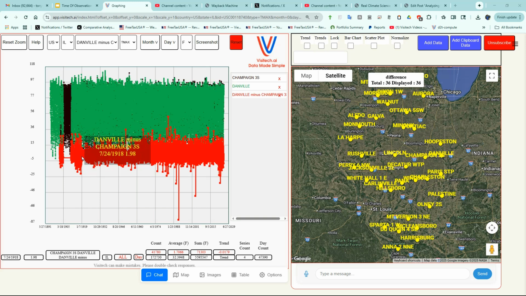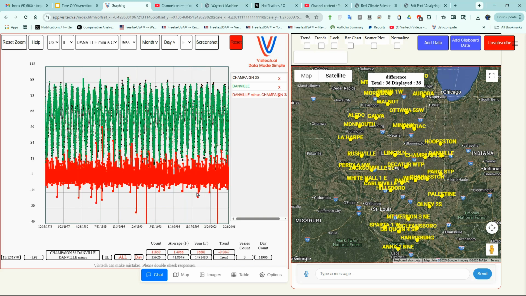You can see that between about 1919 and 1958, there was a much smaller difference in temperature between Champaign and Danville than there has been since 1958. It is unlikely that this is due to some sort of climatic change and much more likely due to instrumentation differences. I'm going to zoom in on this spiky period around March 1989.